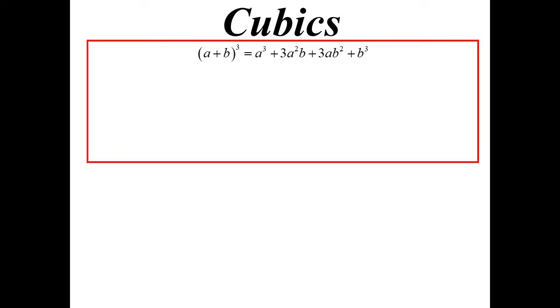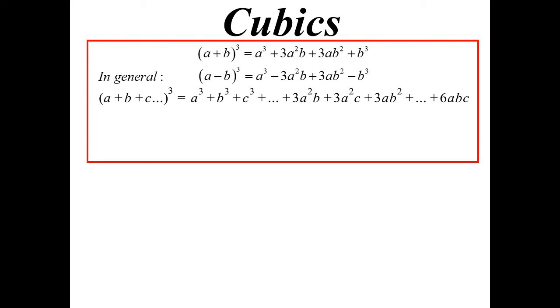1, 3, 3, 1. Look at the powers. Starts at 3, powers go down by 1 on the a's, up by 1 on the b's. They always add up to be 3. Lovely little pattern. So that's (a plus b) all cubed. Minus is a similar thing, but the signs alternate. So you start with positive, negative, positive, negative.